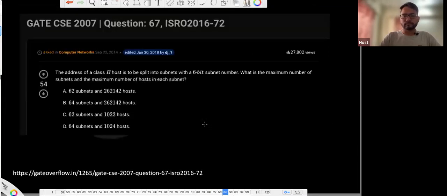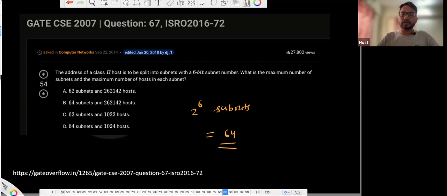So let's do this question. The address of a class B host is to be split into subnets with a 6-bit subnet number. What is the maximum number of subnets and the maximum number of hosts that each subnet can have? So if these are the subnet numbers, then what is the maximum number of subnets you can have? I think you can have 2 power 6 subnets, which is 64.